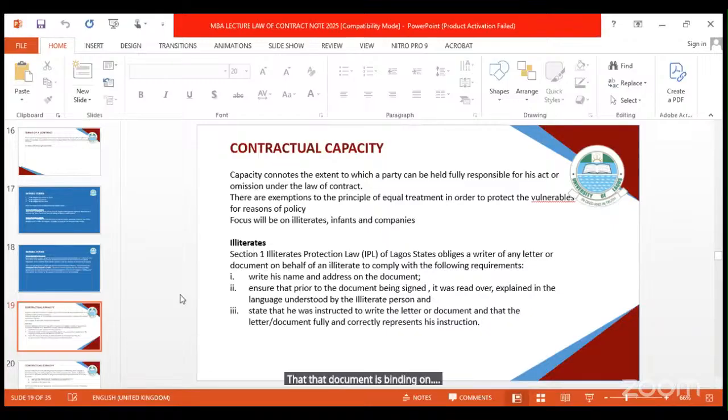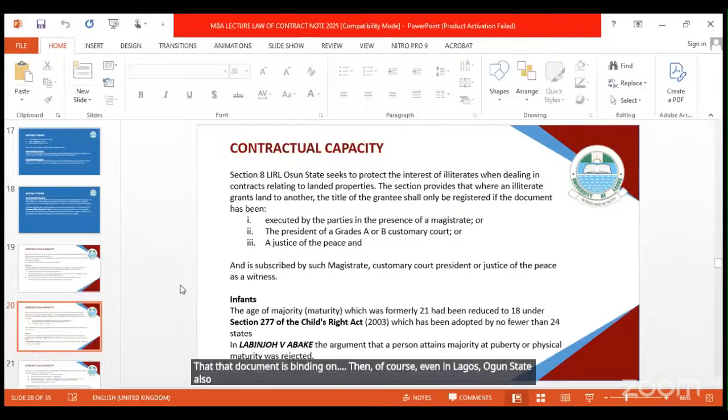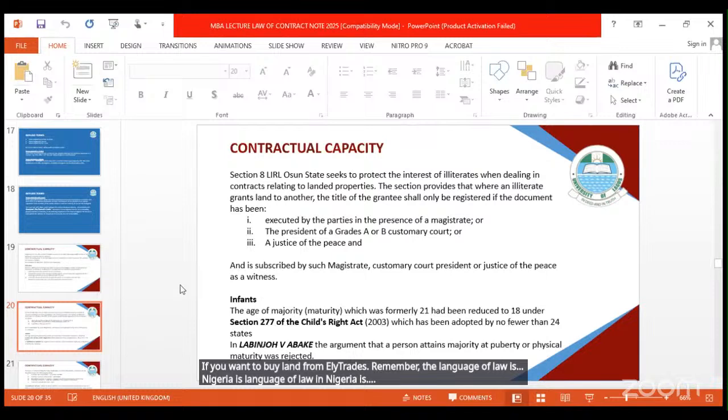Then of course, even in Lagos, Ogun State also has similar rules. We are in Ogun State dealing with landed property. If you want to buy land from illiterates, remember that the language of law in Nigeria is the English language.